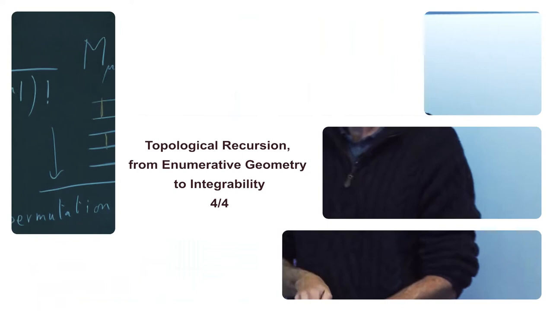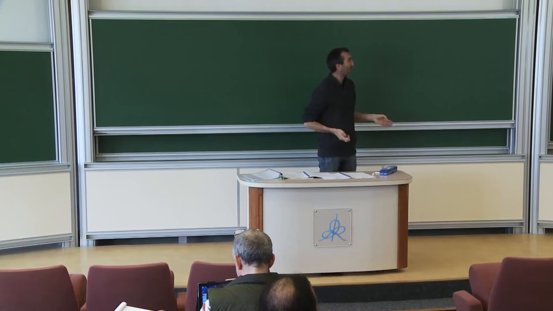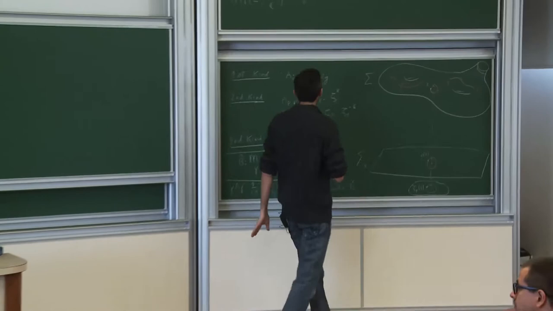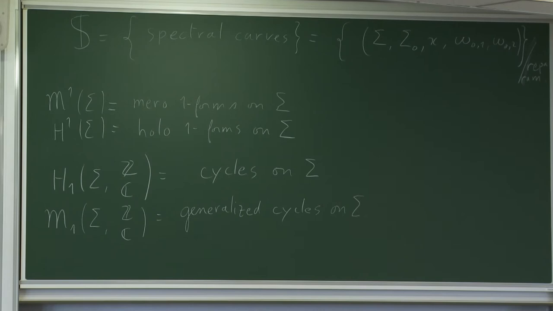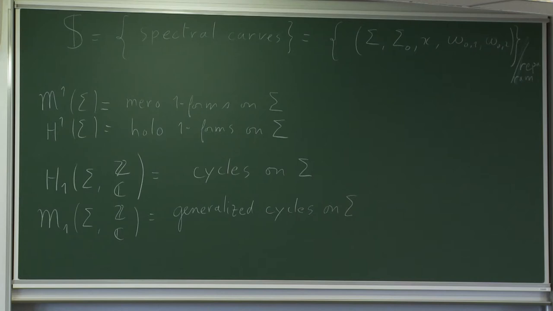Okay, so I briefly recall what I said last time. We want to study the tangent space to the space of all spectral curves, whatever that means. To do that, we notice that deforming a spectral curve is basically deforming the one form omega 0,1 and the one-one form omega 0,2. So the deformations are somehow meromorphic forms. I will be more precise later. And the idea I want to use is that meromorphic forms are related to cycles by form-cycle duality.